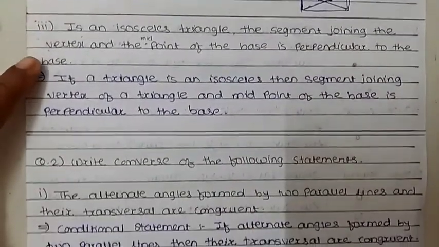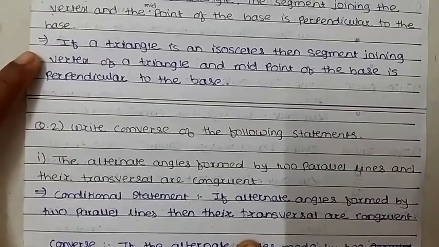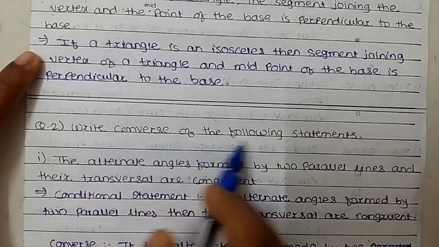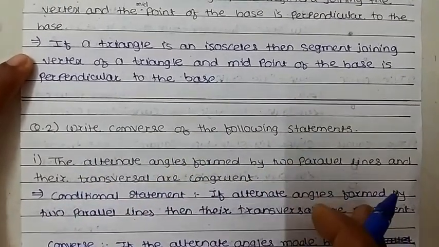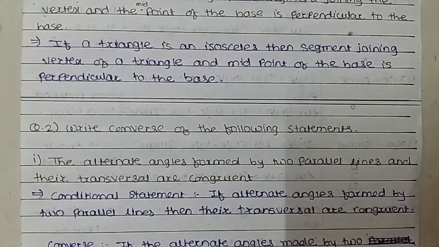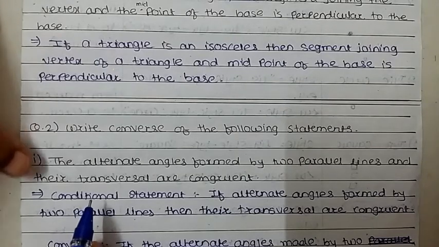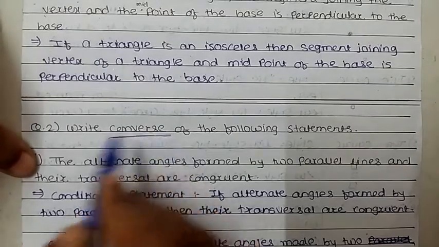Now the next question is to find the converse of the following statements. Converse means we have to interchange the antecedent and the consequent. What is meant by the antecedent? The antecedent is the part that follows the if, and the consequent is the part that follows the then. Clear? So we have to form the converse here.